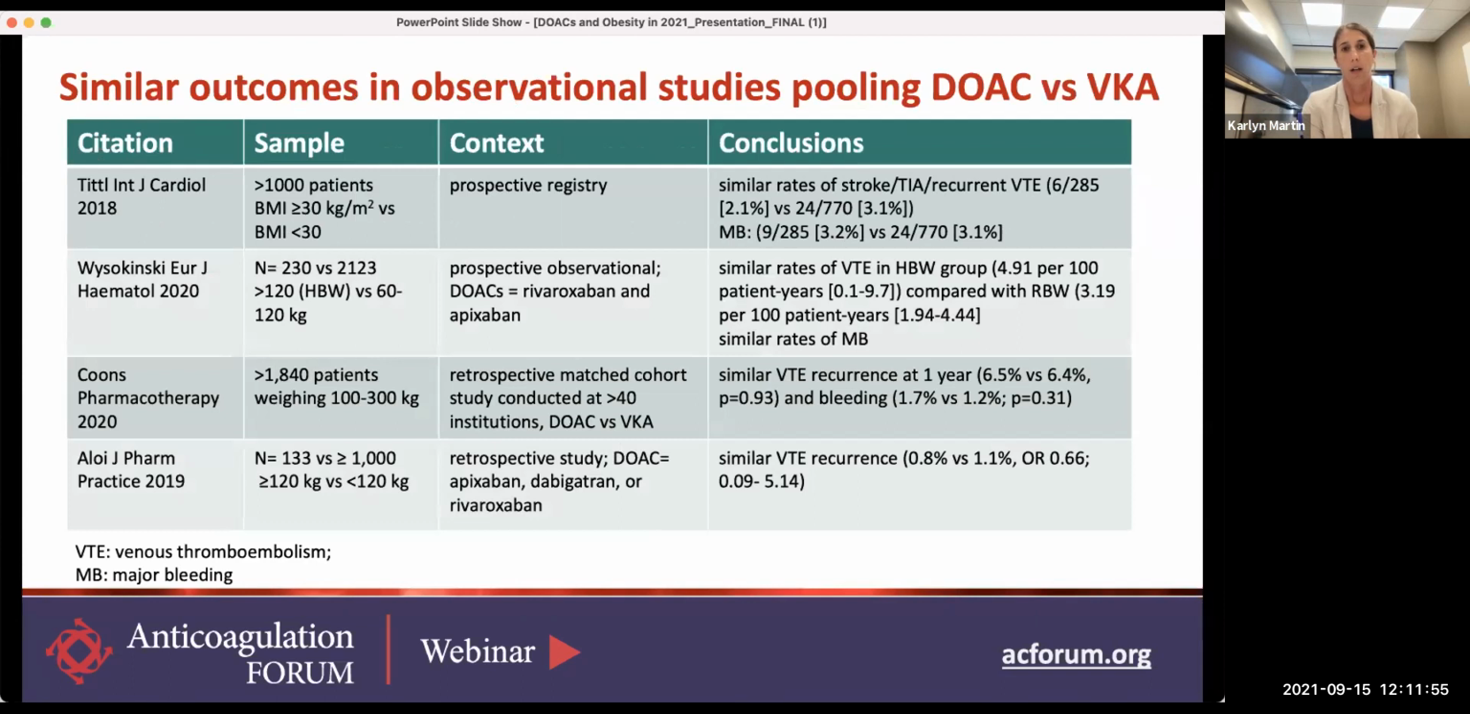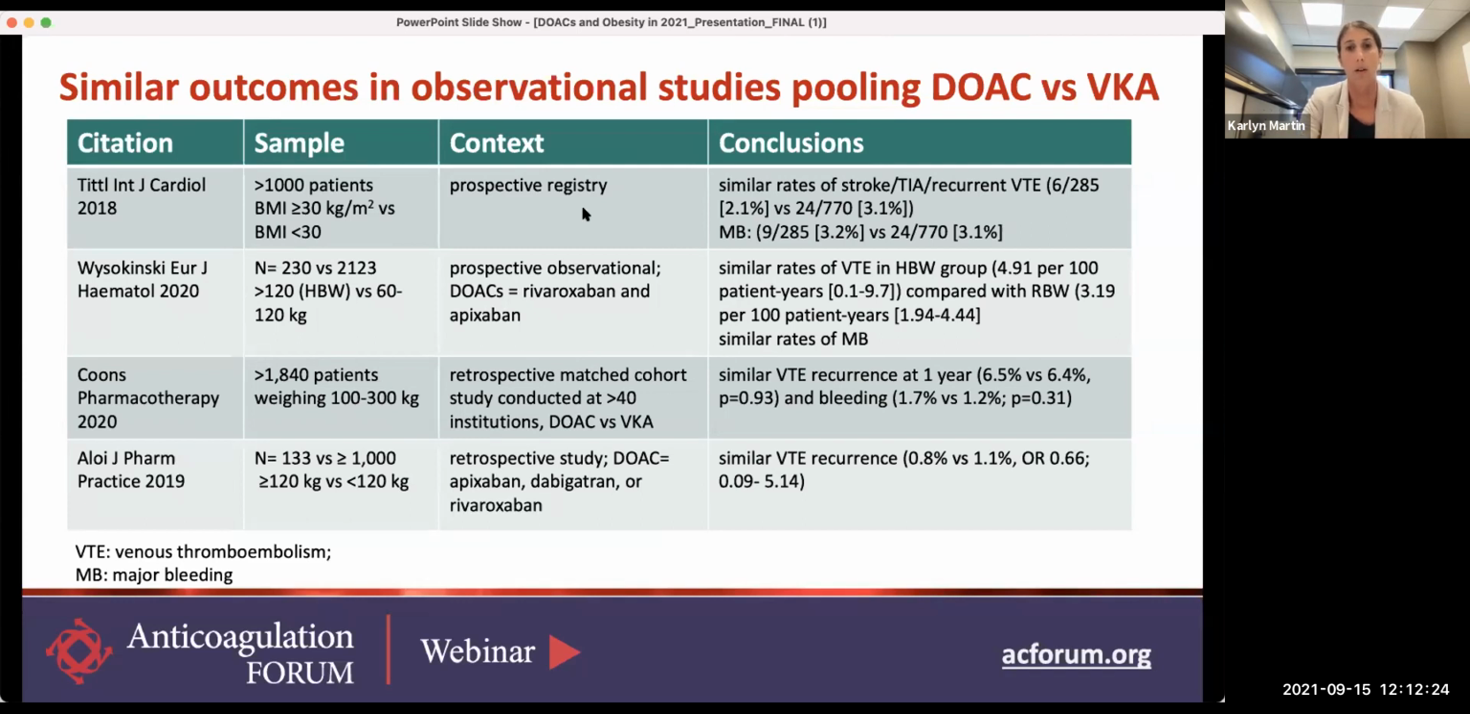In the manuscript, we also reviewed the observational studies for each individual drug. Given time limitations, I'm not going to go through all of them today, but here I wanted to show a sample of observational studies that pooled the DOACs. So they combined the data for all of the DOACs in their comparison.